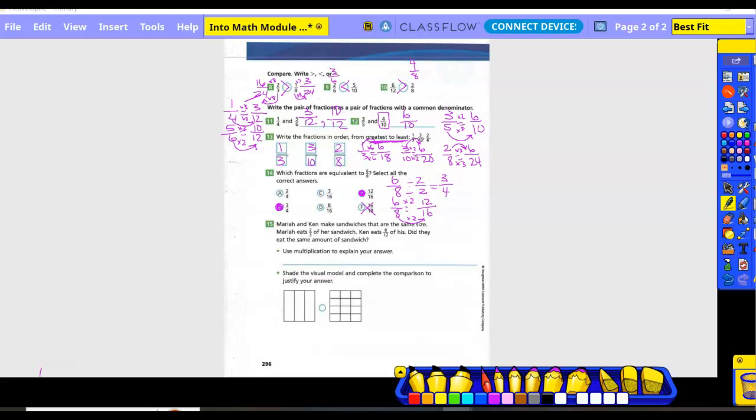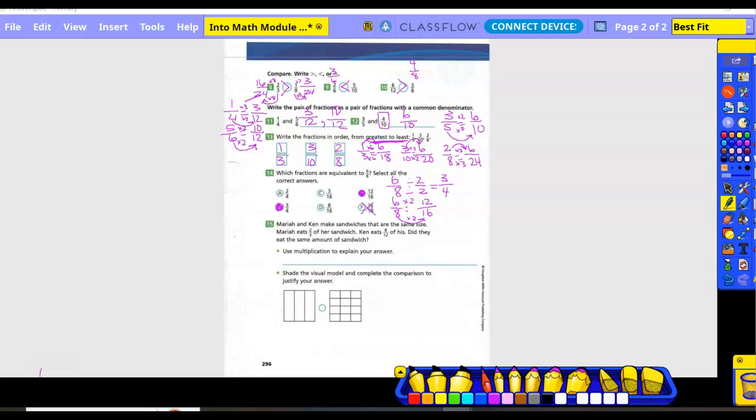No. Number 15, Mariah and Ken make sandwiches that are the same size. Mariah eats 2/3 of her sandwich. Ken eats 8/12 of his. Did they eat the same amount of sandwich? Use multiplication to explain your answer.